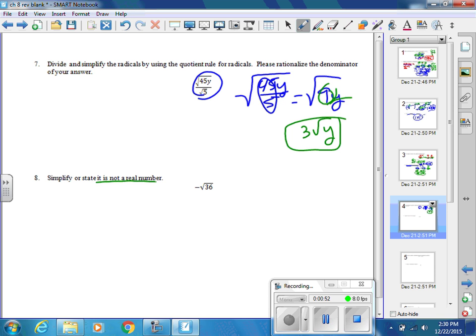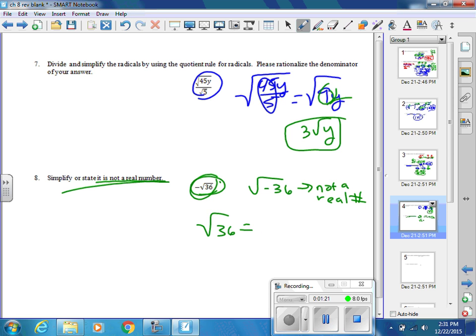Number 8 says simplify or state that it's not a real number. In this case, as you can see, the negative sign is on the outside of the radical. If it was inside the radical like this, where you have negative 36, this is not a real number. So this is not a real number, okay? We don't really go into this in this class about what this number is. You will learn about it more if you take college algebra or something like that. But in this case, I would just simplify the square root of 36, which is 6, and then this negative sign is just going to be on the outside, okay? So it ends up being like that. Answer, negative 6.